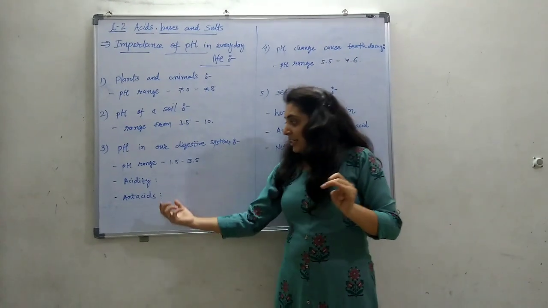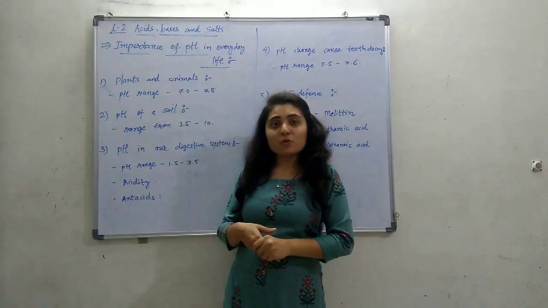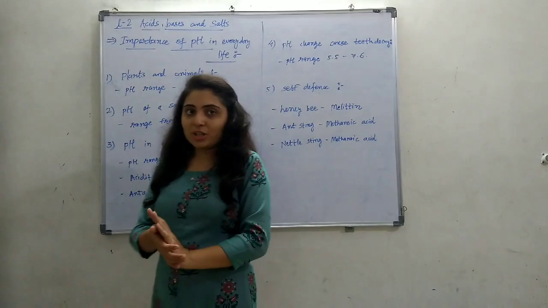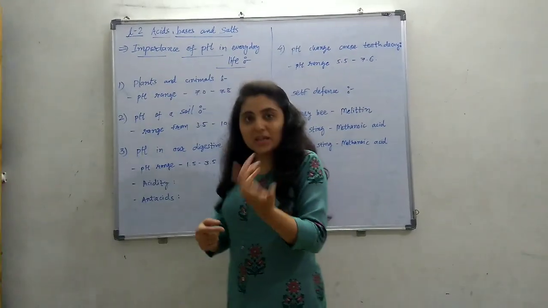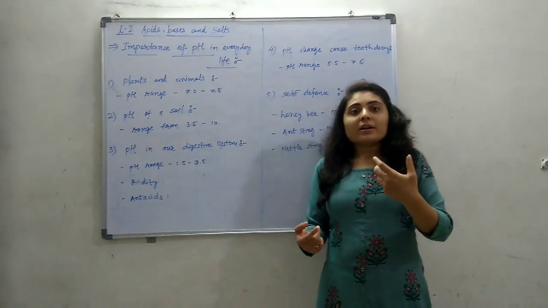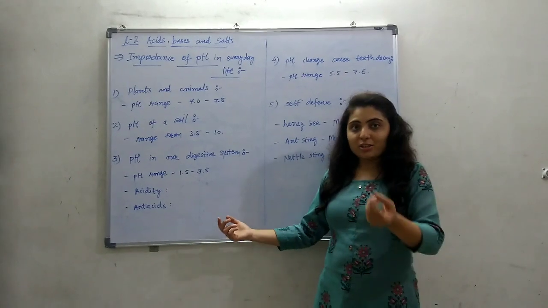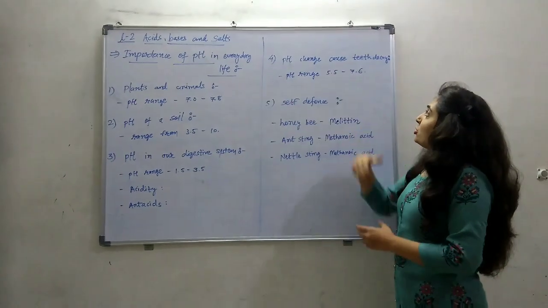The materials used as a remedy for acidity, we call antacids. These are basic materials, like milk of magnesia, that is magnesium hydroxide, then baking soda, and other materials. ENO is nothing but a basic material used for acidity.